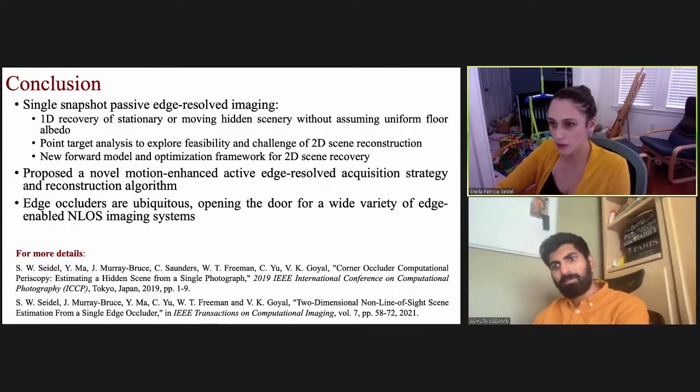Like Katie Bauman's corner camera is very robust. Some of my single snapshot stuff is a little less robust, but the last active system that I talked about, we're very excited about because we think it could be deployed to very real world scenarios. And there's certainly a very active need for this with self-driving cars. So I am hoping that some of these systems will find their way into products.